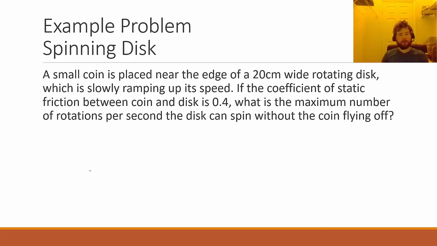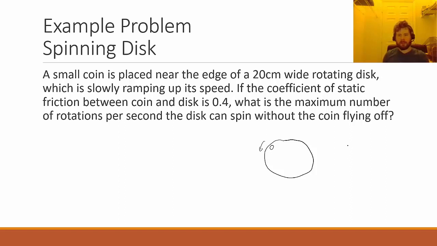In this example problem, we're looking at an object undergoing circular motion. In this case, we're going to consider a disk that is spinning around that has a small coin on it. A small coin means it's effectively a small point mass, so it just acts like an object at one spot right there. It's rotating around.